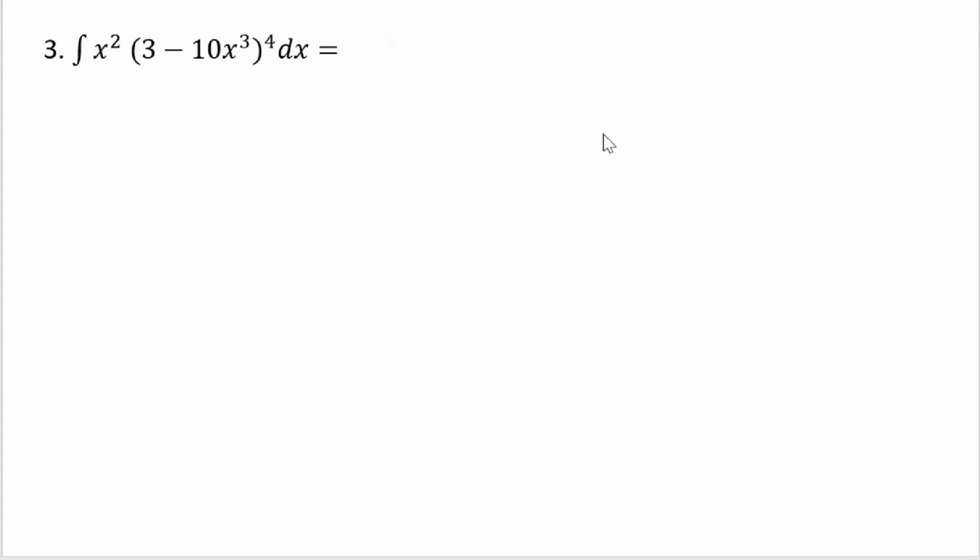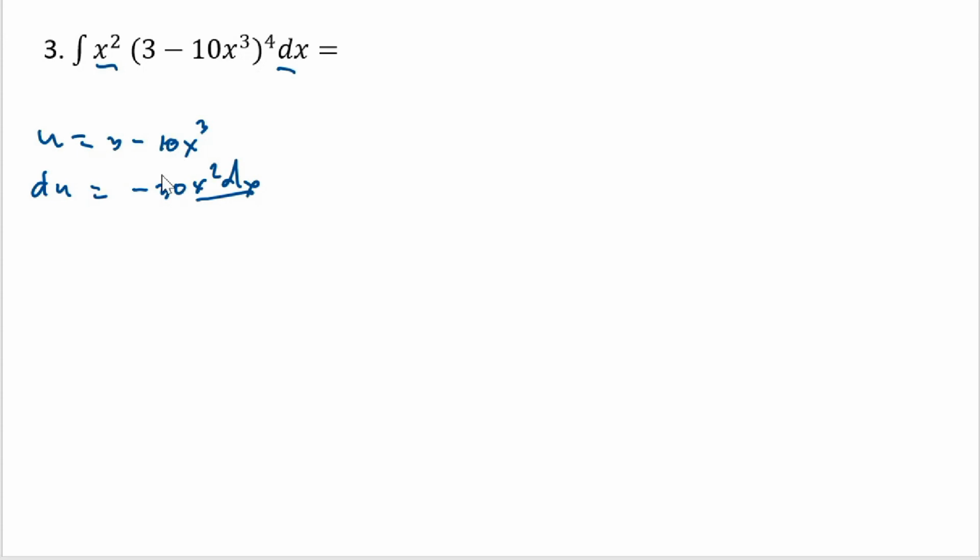For number 3, we have the integral of x squared times the quantity 3 minus 10x cubed, raised to the power of 4. Now, our u there is 3 minus 10x to the power of 3. So the du now will be negative 30 x squared dx. So x squared dx is visible in the given.